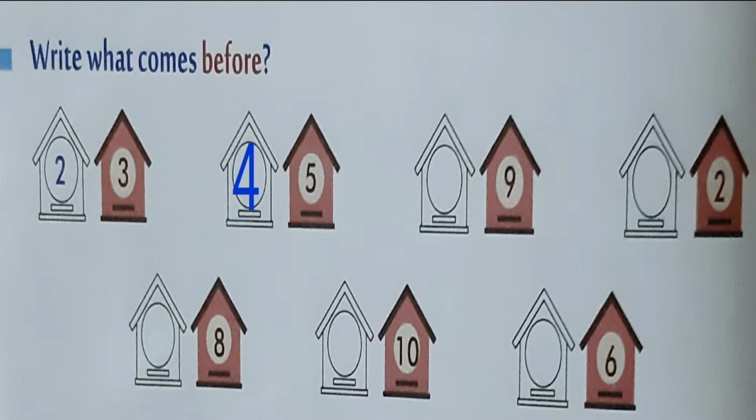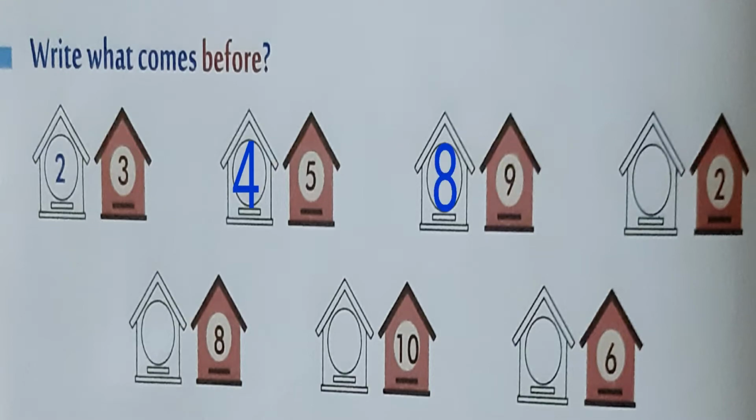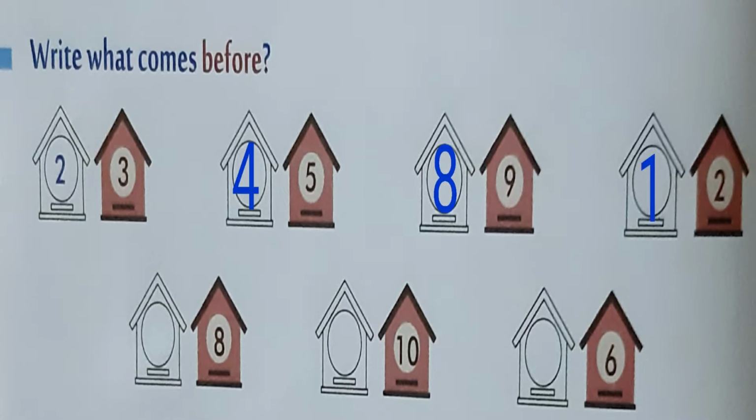And see the next one. What is this number? 9. 9 before number is? Good, 8. So write here 8. And next number is 2. What is the number before 2? Yes, 1. Before number of 2 is 1.